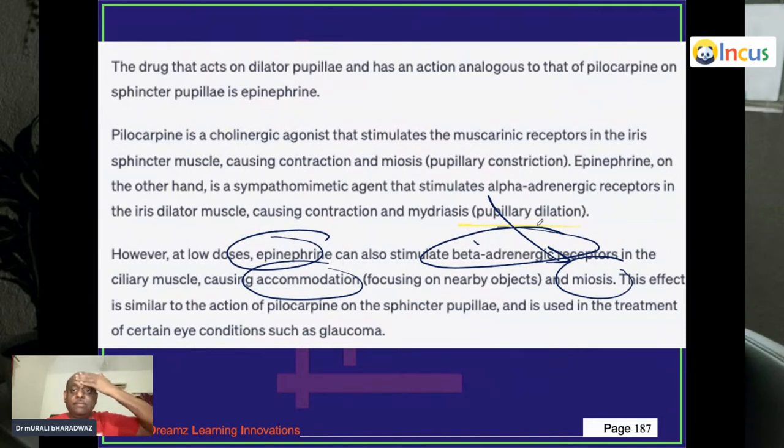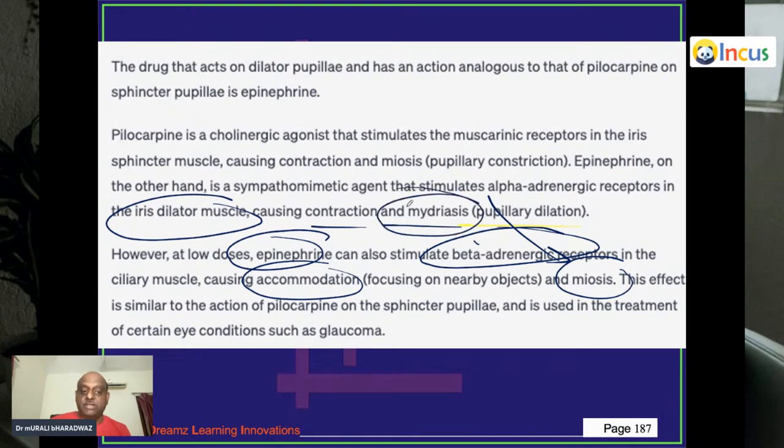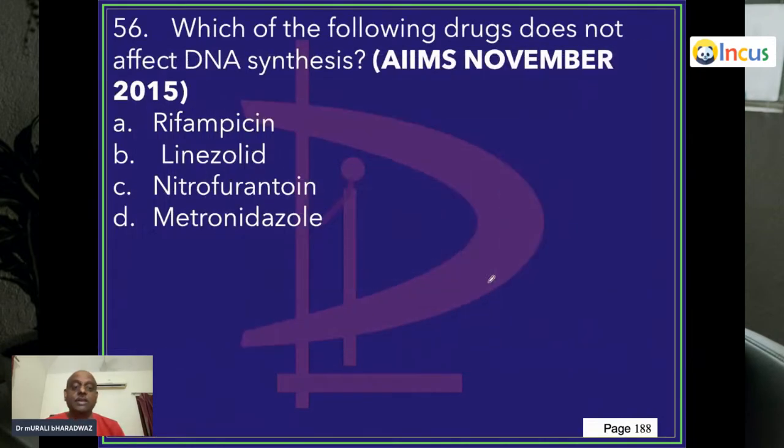Typically, epinephrine stimulates alpha adrenergic receptors in the dilator of the iris and causes contraction and mydriasis. But at low dose, it acts on the ciliary muscle and it can lead to miosis and accommodation, is what you need to remember.